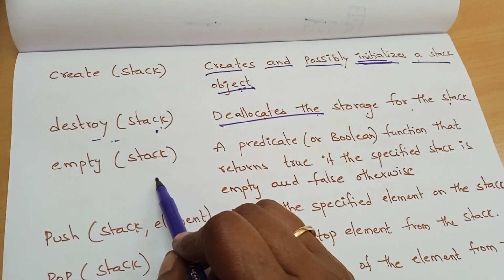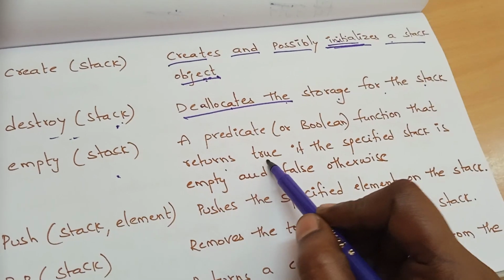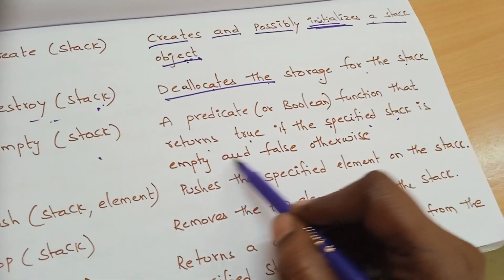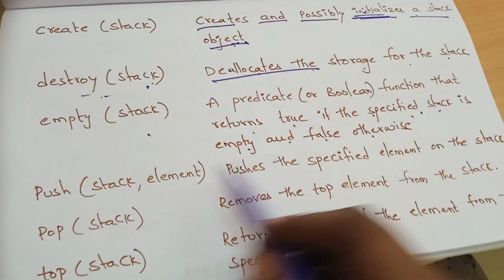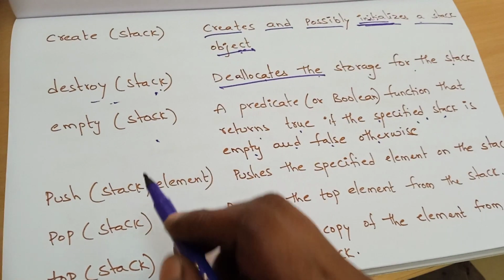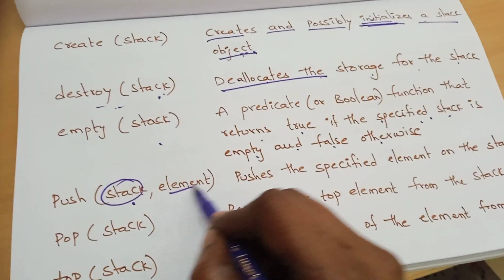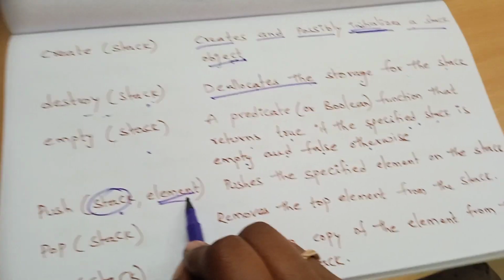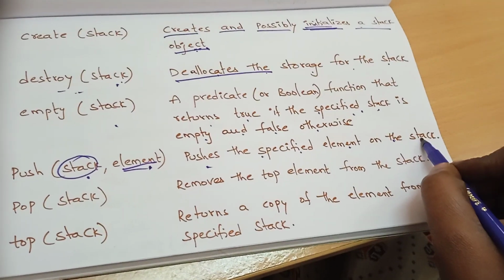Now what is empty stack? It is a predicate that returns true if the specified stack is empty and false when it is not empty. Push stack comma element: this is my object, the stack to which I am pushing the element, and this is my element, what I want to push. It pushes the specified element on the stack.